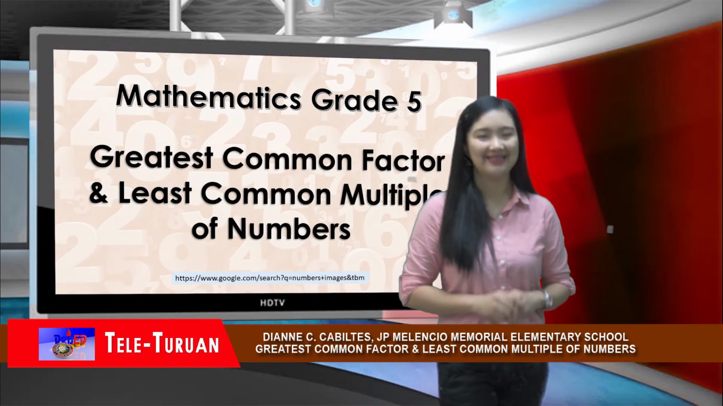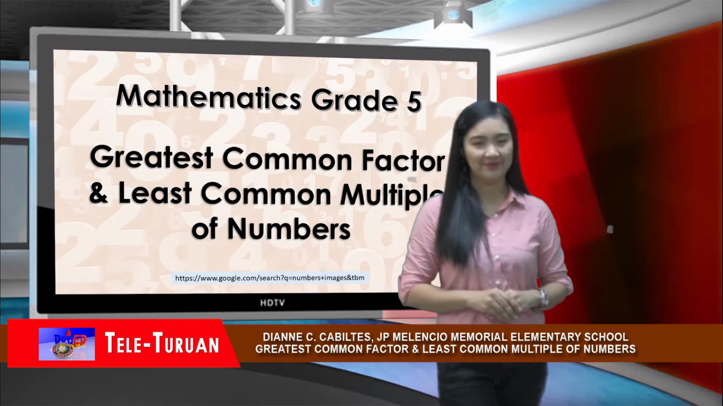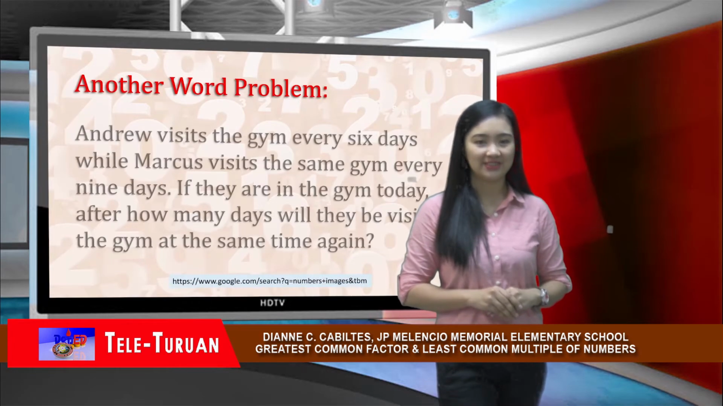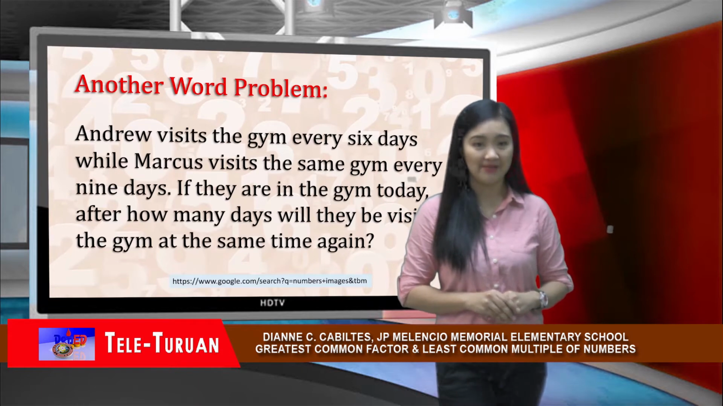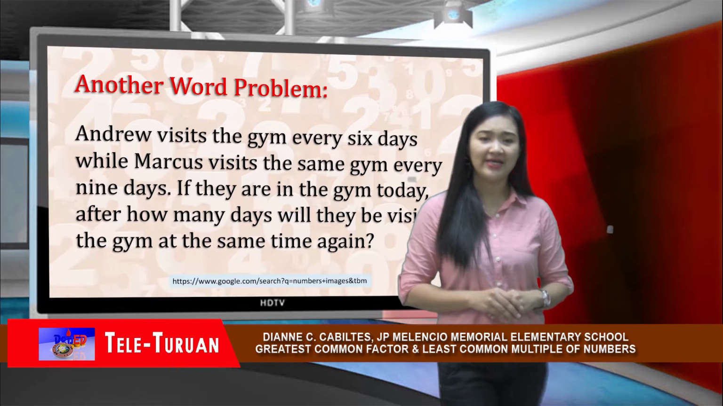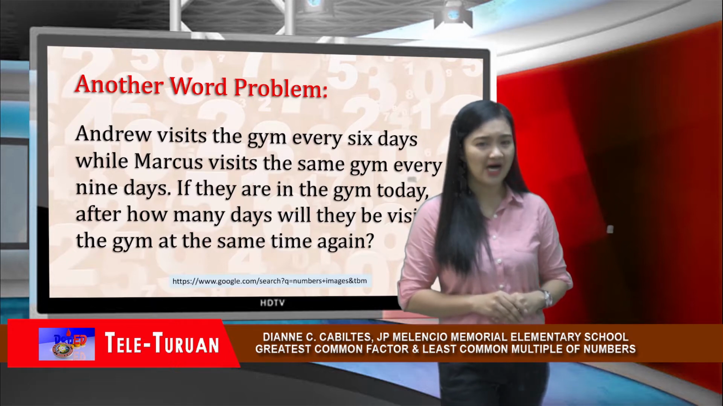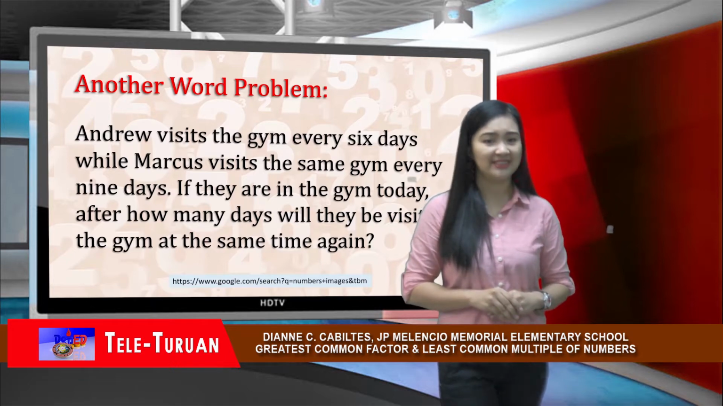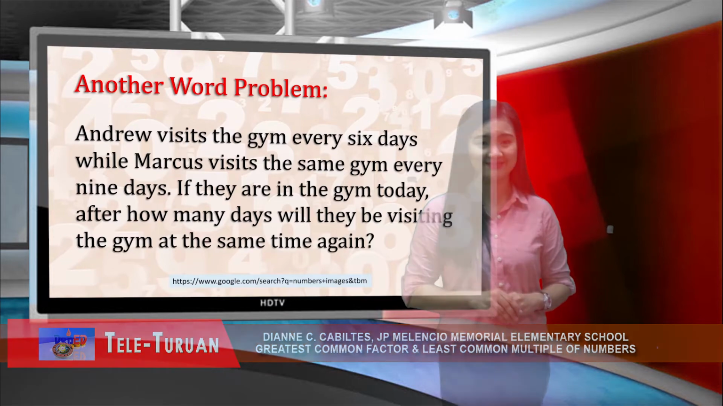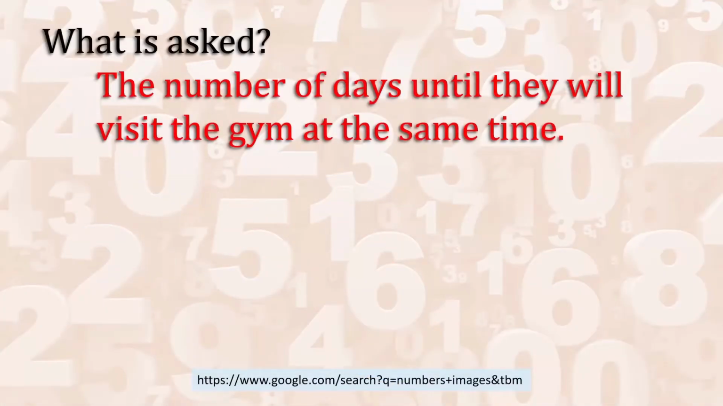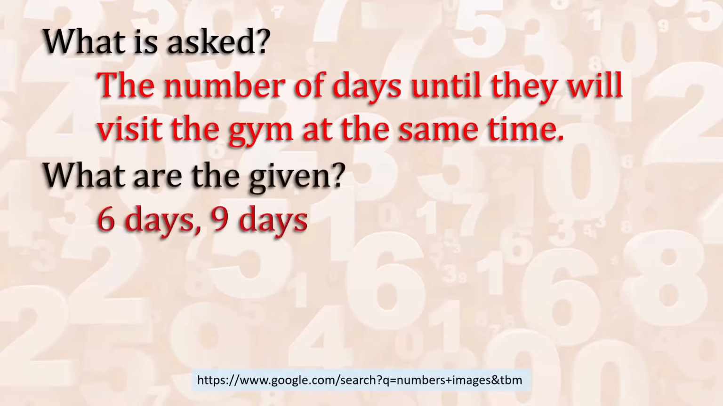We're back. Let's move on with another example. Andrew visits the gym every 6 days, while Marcus visits the same gym every 9 days. If they are in the gym today, after how many days will they be visiting the gym at the same time again? What is asked? The number of days until they will visit the gym at the same time. What are the given? 6 days and 9 days.